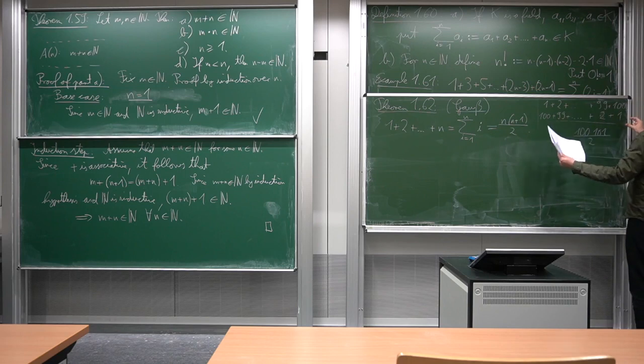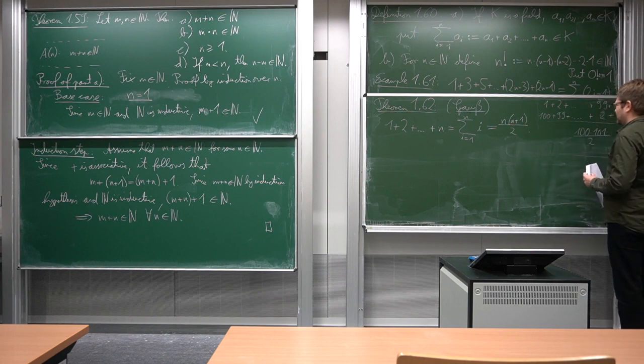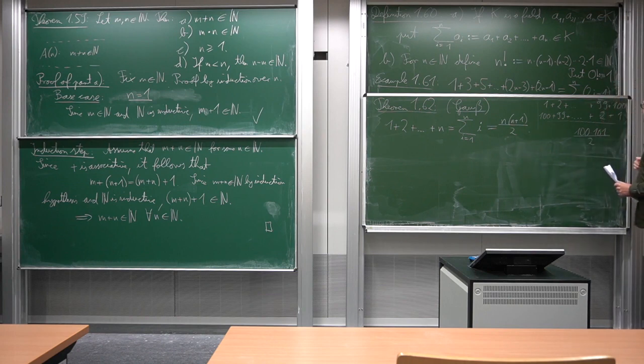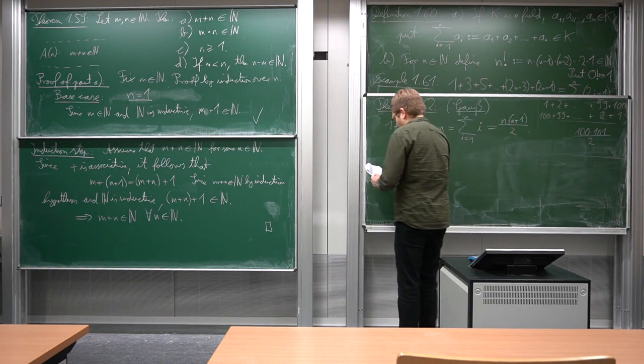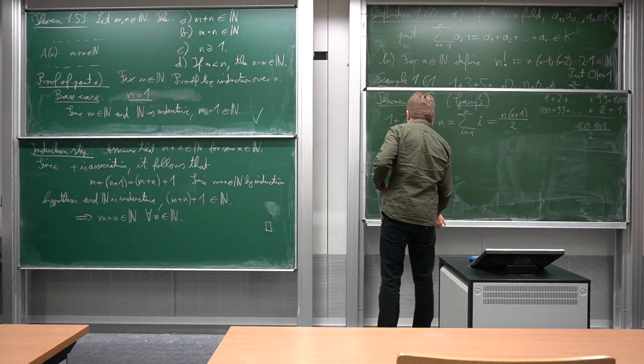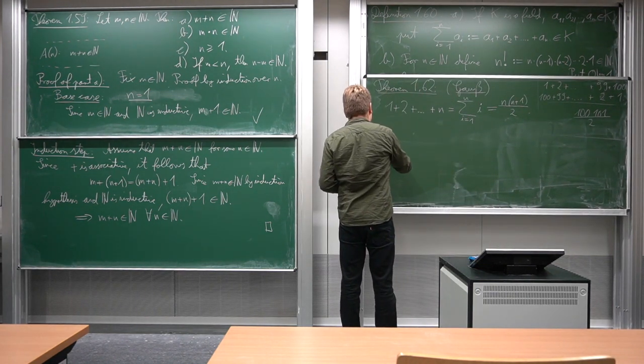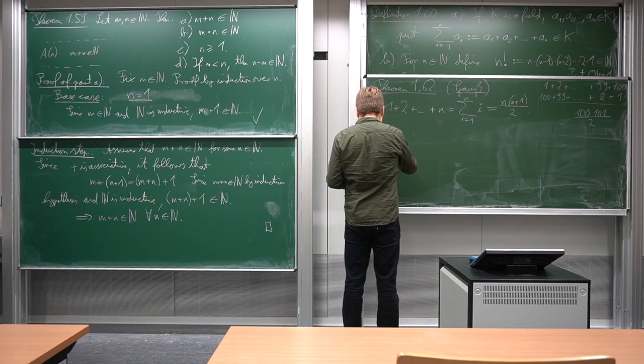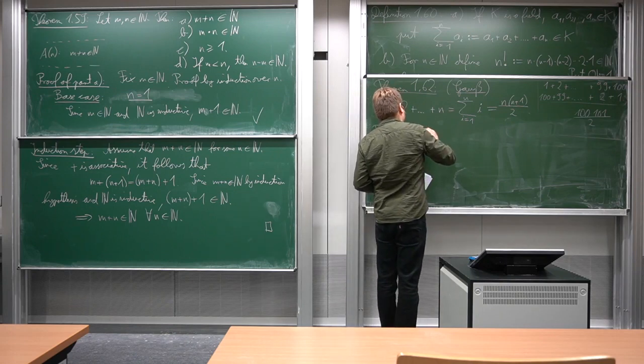But this is kind of the idea that the young Gauss apparently, or supposedly, had. I don't know how much of the story is true. Of course, it's really unverifiable, but this is the way you can see the system behind this. And we now want to prove this equation formally by induction over n.